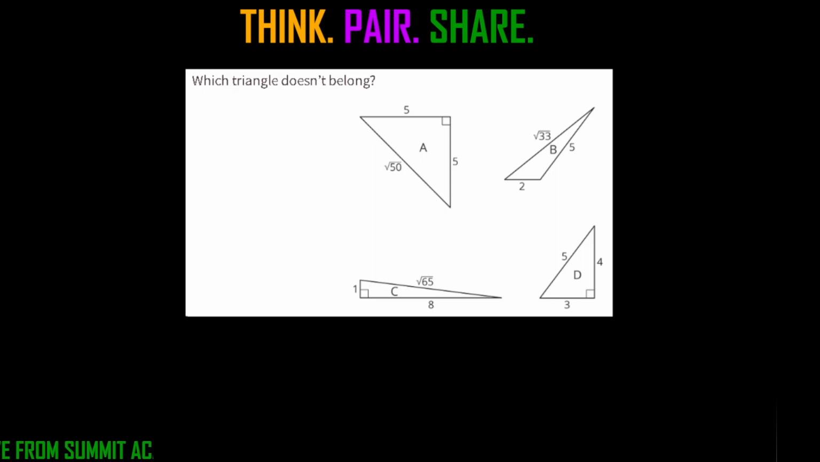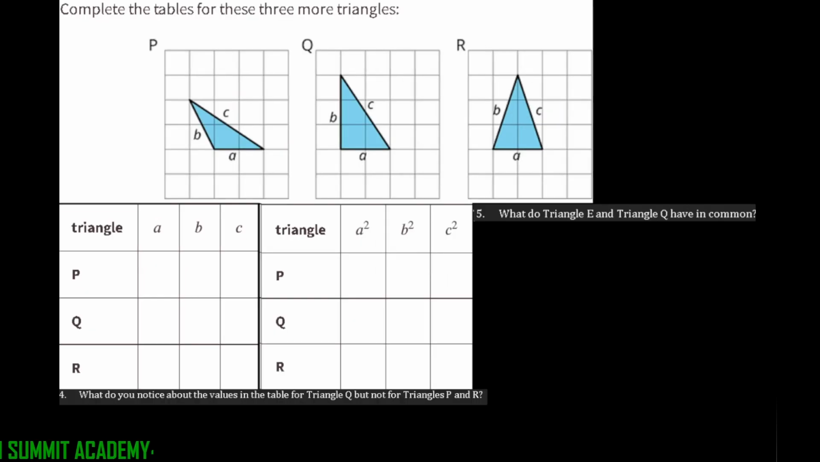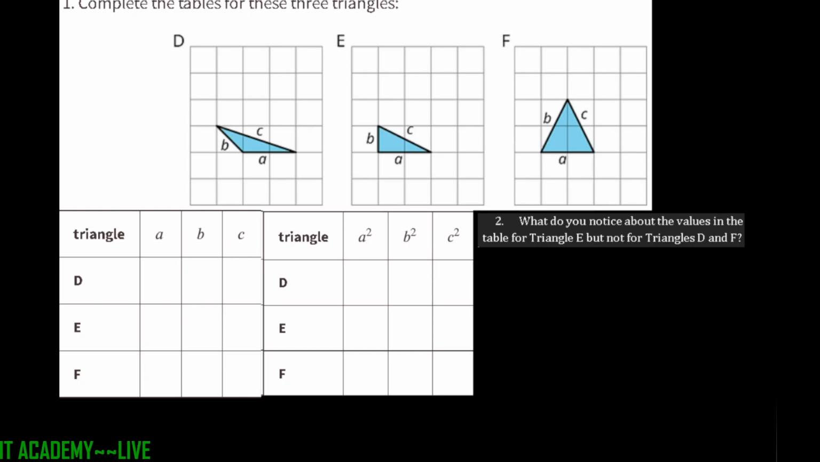On this second part, it looks like this. It says complete the tables for the 3 triangles. So it gives you the triangles D, E, F. And what you're trying to do is find the side lengths first.